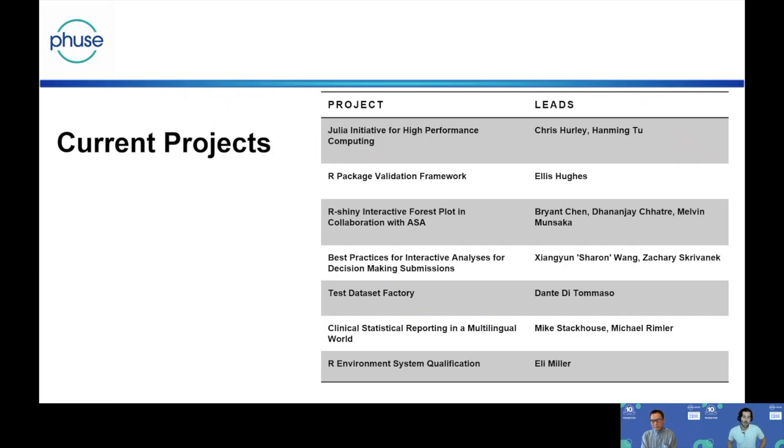Another project that we have, which has a white paper being released and an R package under development, is the R package validation framework led by Ellis Hughes. We've had some great work coming out of that project. We have the RShiny Interactive Forest Plot in collaboration with the American Statistical Association, which has been building up a forest plot with interactive aspects built in JavaScript and with bindings into RShiny. That's led by Bryant Chen, Dhananjay Chhatre, and Melvin Munsaka.